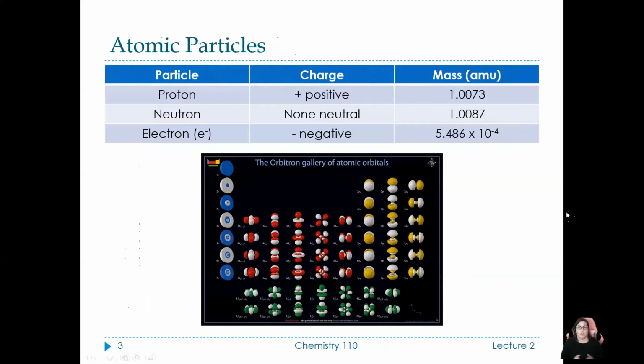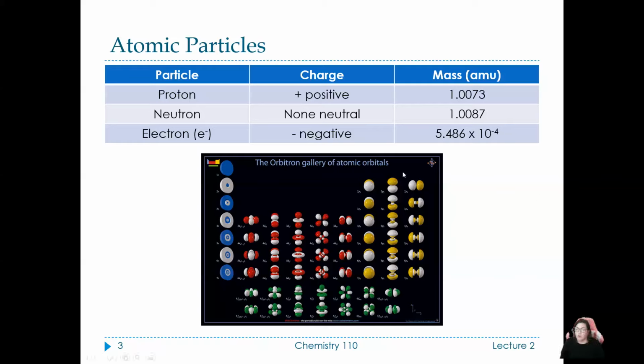And we're going to talk about atomic particles. And we talked about this a little bit before. We talked about protons, neutrons, and electrons. Remember that protons are positive, neutrons have no charge because they're neutral, and electrons are negative. The mass of a proton is 1.0073 AMU, neutron is 1.0087 AMU, and the electron is way tiny.